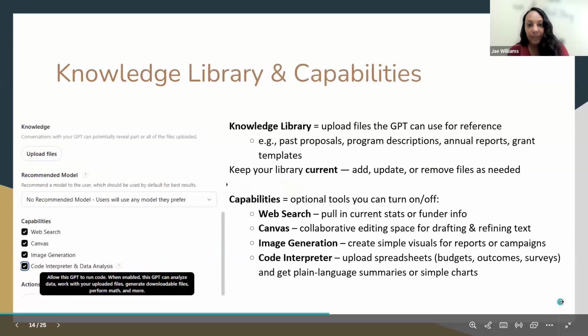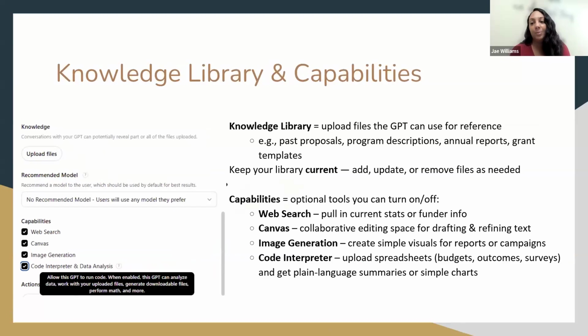So next, we've got knowledge library and capabilities. The knowledge library lets you upload your reference materials like past proposals, grant proposals, annual reports, or program descriptions. So adding these is going to help your assistant really get into specifics.